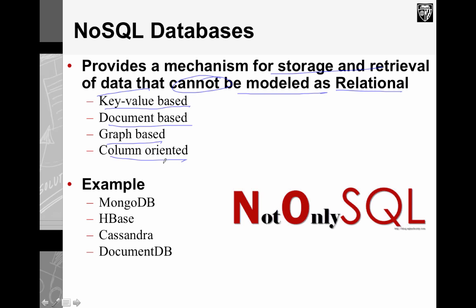NoSQL is a big topic on its own, but I just wanted to tell you that an application server or an application developer that's using an application server may want to integrate with NoSQL databases in order to store non-relational data for their application. Examples of software services for NoSQL databases are MongoDB, HBase, Cassandra, and DocumentDB. These are some of the top ones. And by the way, when people say NoSQL, some people also refer to it as not only SQL. In other words, it's beyond SQL.